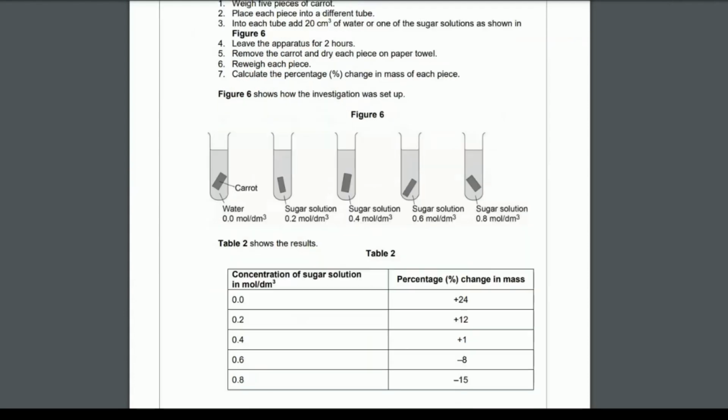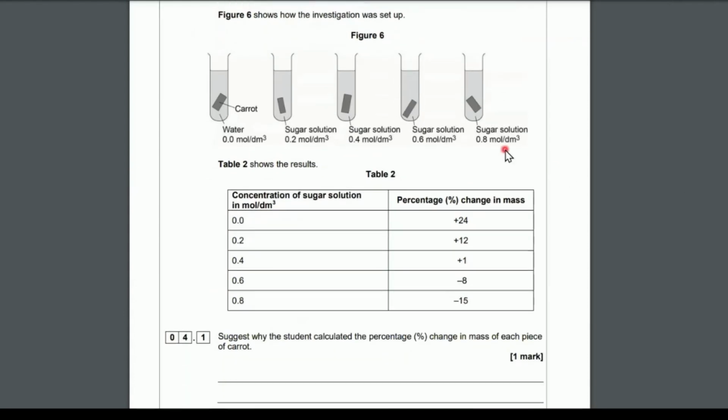So this is going to be on osmosis. Figure 6 shows how the investigation was set up. We've got one bit of carrot that's been dumped into pure water. Look, it's got 0.0 mole per decimeter. That's concentration, so a concentration of 0. Then we've got sugar at a concentration of 0.2, sugar at 0.4, sugar at 0.6, and sugar at 0.8. Here's the concentrations, and here's the change in the mass.